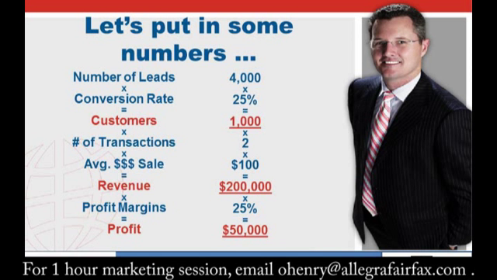And you'll notice on this formula here we have number of leads, conversion rate, customers, transactions, average dollar sales, revenue, and profit margins. Now you'll notice on this we have 3 items in red. So I'm just asking a question to the audience, why do you think we have these items in red?